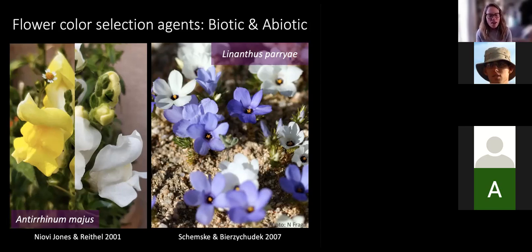Originally, Wright had written about this taxon and suggested it as an example of genetic drift. Then many years later, Schemske and Bierzychudek came along and did a very long-term study on Linanthus parryae, measured the floral color frequencies from year to year, measured selection agents, and found that it's actually spring precipitation that affects the color morph frequency. So these studies underscore the importance of thinking about selection agents when trying to explain flower color variability, both within populations and species.